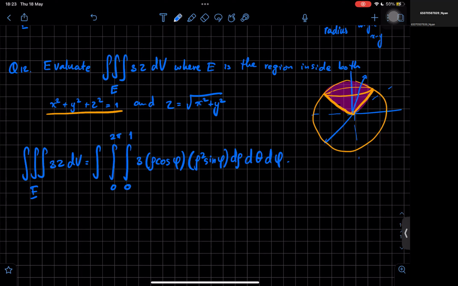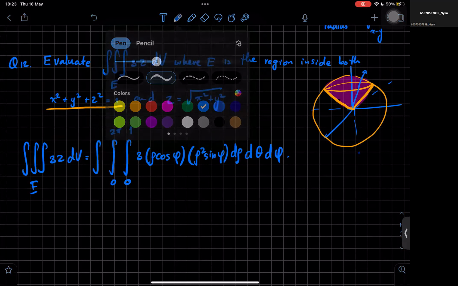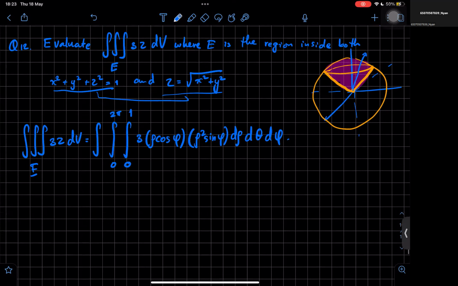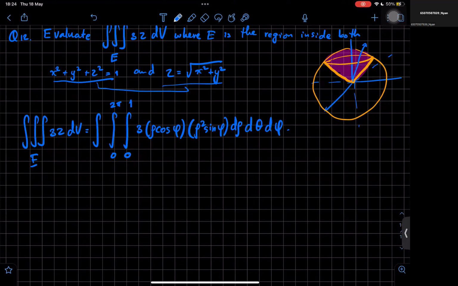The tricky one is this one, because the phi, right? What is the phi that we need to find? So we want this equation and this equation to be equal to each other, okay, and that's a very hard question. So how are we going to do it?